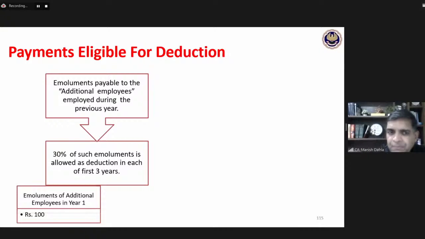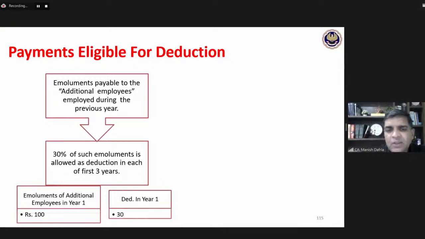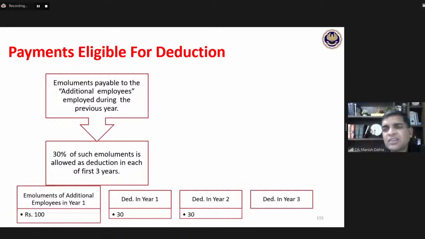For example, emoluments of these additional employees, new employees, in year 1 are rupees 100. In this year, I have paid 100 rupees to the additional employees. I can claim a deduction in year 1 of rupees 30, in year 2 again 30, and in year 3 again 30. 100 rupees I have paid in the first year; 90% of it I will claim as a deduction in 3 yearly installments, 30% in the first year, 30% in the second year, 30% in the third year.